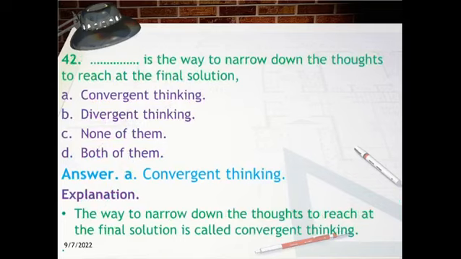42. Is the way to narrow down the thoughts to reach the final solution: convergent thinking, divergent thinking, none of them, both of them. Answer: A. Convergent thinking. Explanation: the way to narrow down the thoughts to reach the final solution is called convergent thinking.